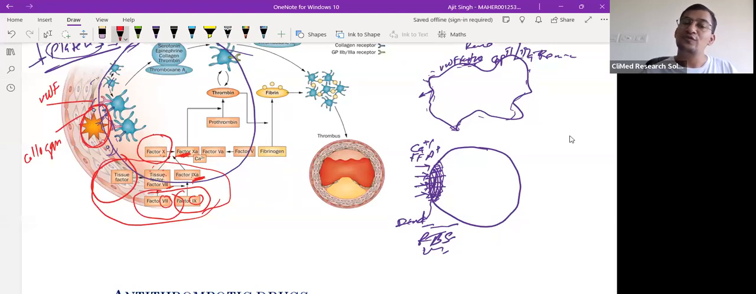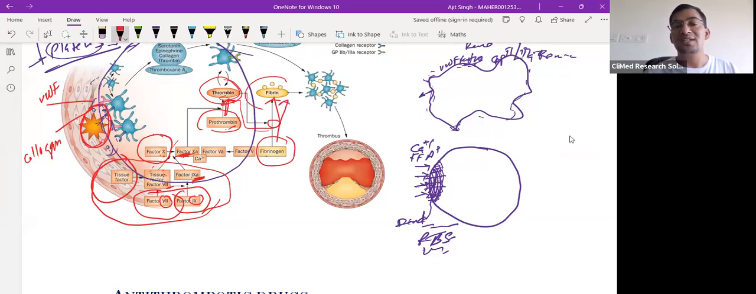Okay, factor X into factor Xa, and then factor Xa is converting prothrombin into thrombin, which is also available in your blood. Okay, so prothrombin to thrombin. This factor 10 activated is converting prothrombin to thrombin, right? And this thrombin is converting fibrinogen, which is also present in your circulatory system. This is activating fibrinogen into fibrin, and fibrin means the mass. Okay, fibrin means the mass.